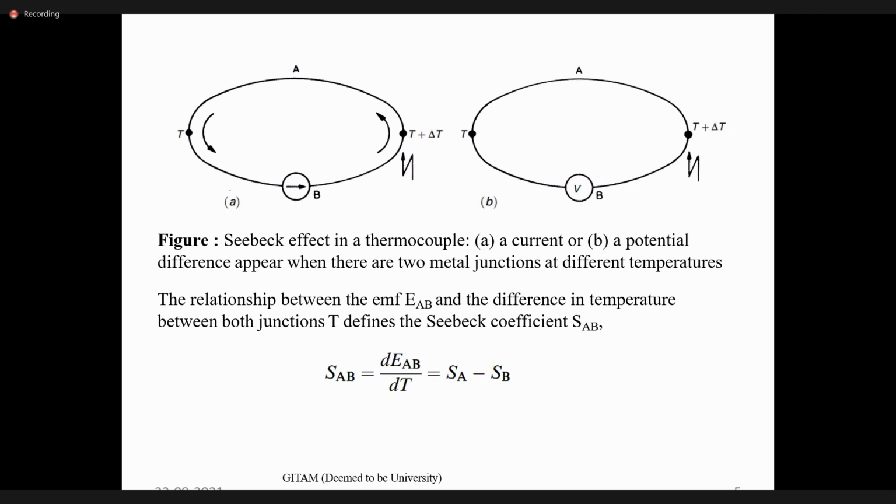So here we have a figure. A is a metal, B is another metal, and A and B are different. Here we have the high temperature, T plus delta T, and here we have the low temperature, that is only T. This arrow shows current flow and this shows the voltage potential.